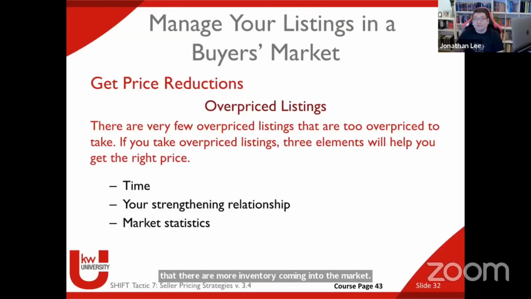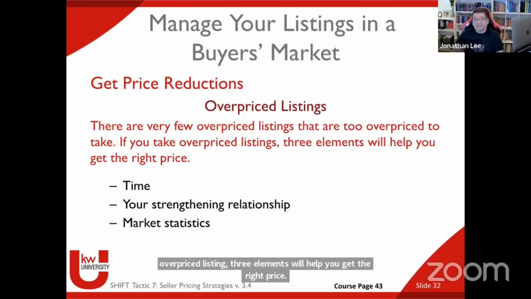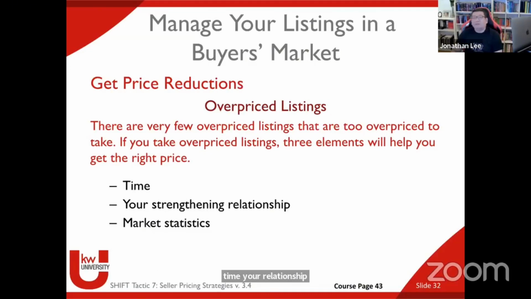Overpriced listing. There are very few good listings, and there are too many overpriced ones to take. If you take an overpriced listing, 3 elements will help you get the right price: time, your relationship, and market statistics. Some people are not ready to make a decision on the spot. Just give them some time. Tell them, sometimes, Mr. Owner, I'm going to give you a week or so. What do you think about it? Meanwhile, I'll keep on sending you some information.